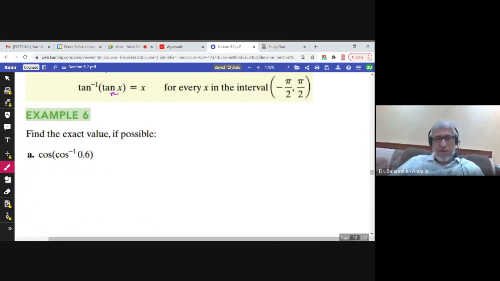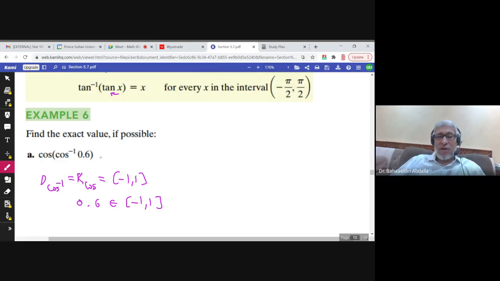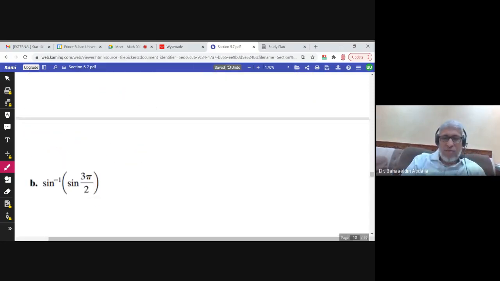For example, if you use the calculator to find this answer, cosine of cosine inverse 0.6. Now, what is the domain of cosine inverse? The domain of cosine inverse is the range of cosine, and it is from -1 to 1. 0.6 belongs to -1 to 1, so the answer would be 0.6. So you have to explain why the answer is 0.6, because of this. Use the calculator, the answer would be 0.6.